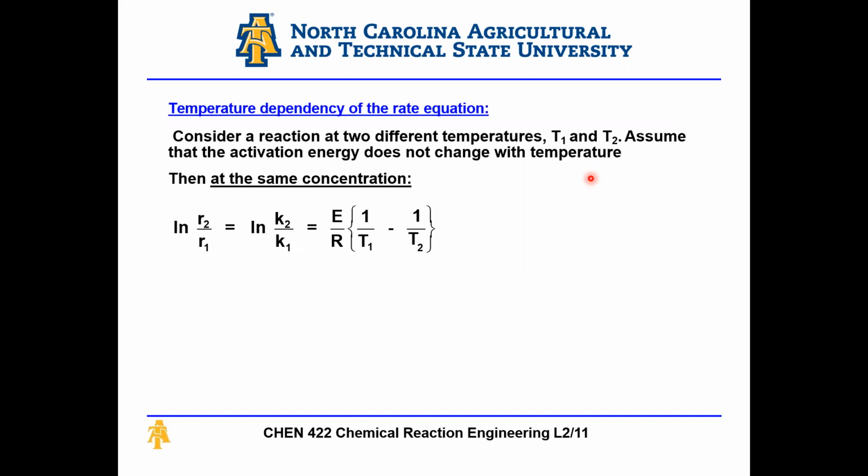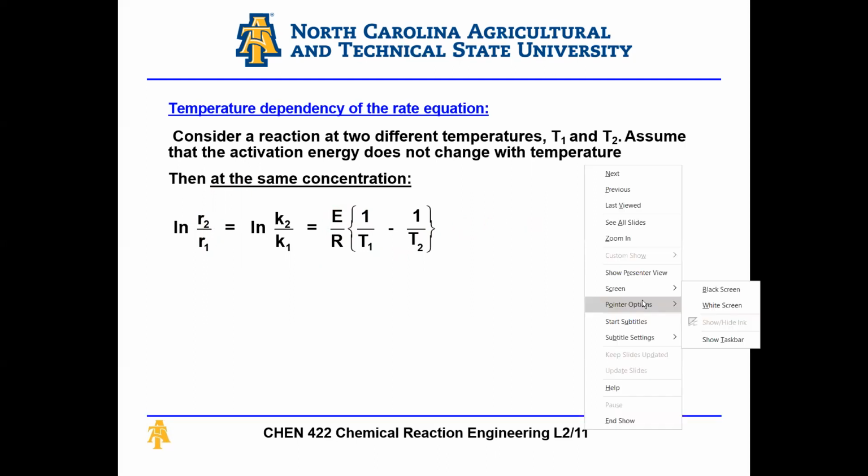And this equation is very important. This is going to show up, I'm telling you, so be prepared to use this equation. Consider if you have a reaction at 2 different temperatures and the activation energy does not change with temperature, then the ratio of the reaction rates is equal to E over R, 1 over T1 minus 1 over T2.